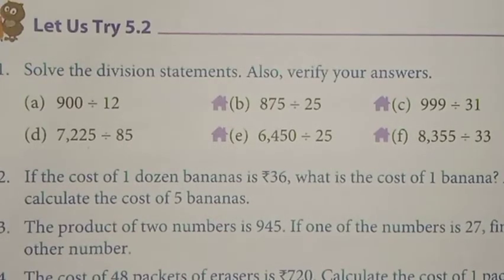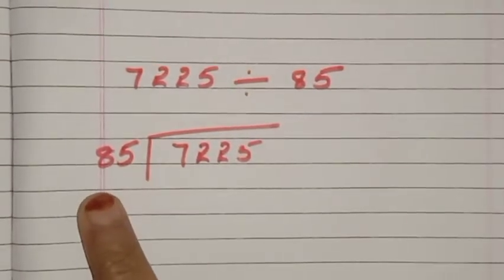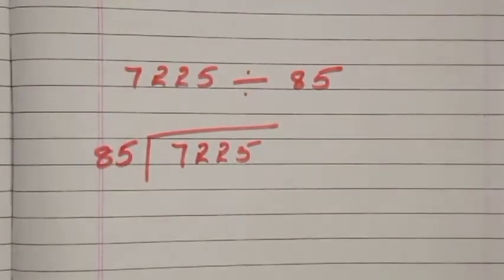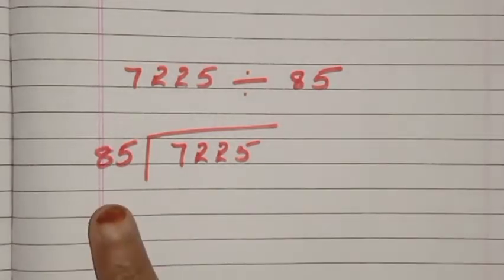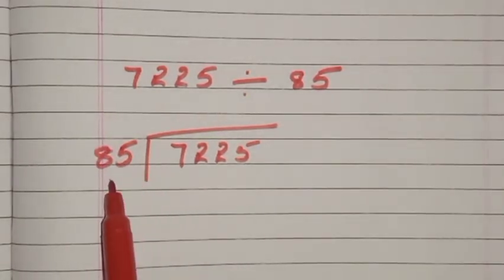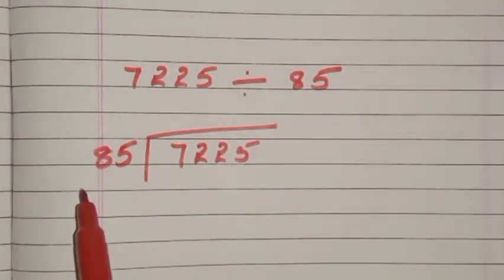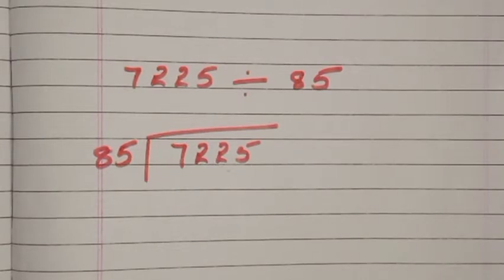7225 divided by 85. So here 85 is the divisor and the dividend is 7225. So you check the first number. First number 7 is less than 85. So we take 72. 72 is also less than 85. You take 3 numbers, 722. Then you find out how many times 85 goes into 722.